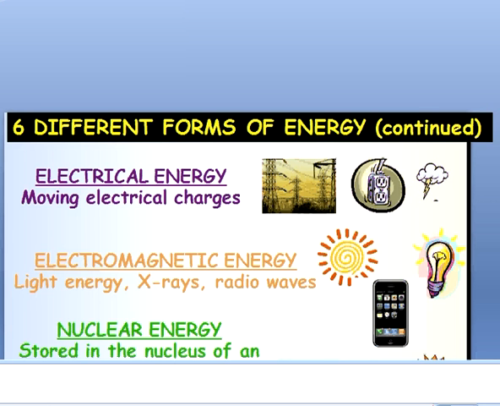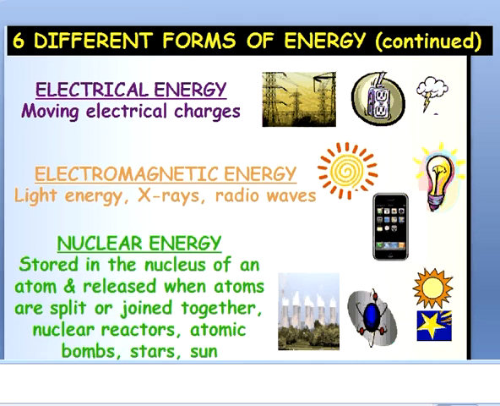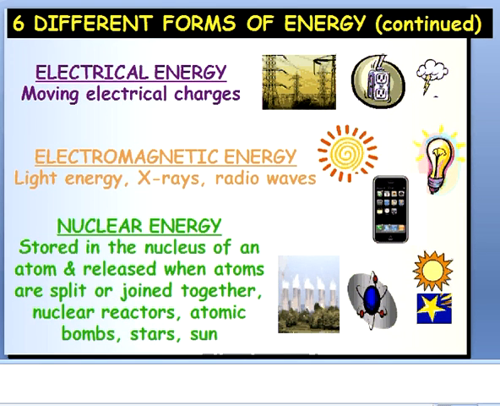And let's see, here we also have the other three different forms of energy. Electrical energy, that's something probably that we use the most. Even found in lightning, it's moving electrical charges, moving electrons. Electromagnetic energy is what you get from the sun. Visible light could be X-rays, it could be radio frequency waves from your cell phone. All of those are electromagnetic energy.